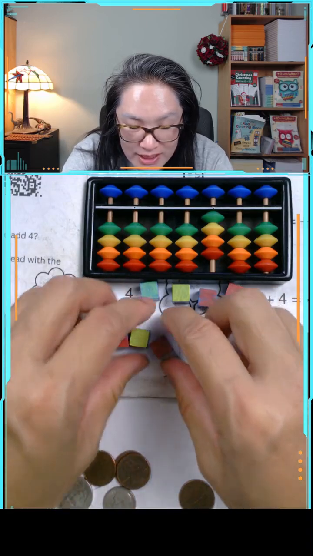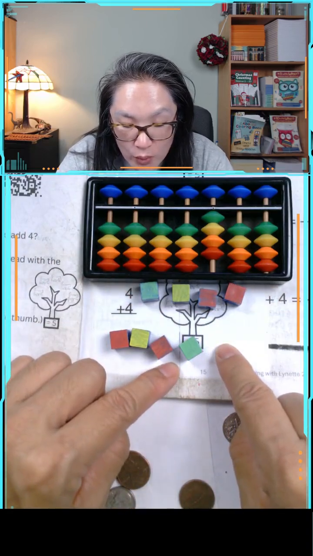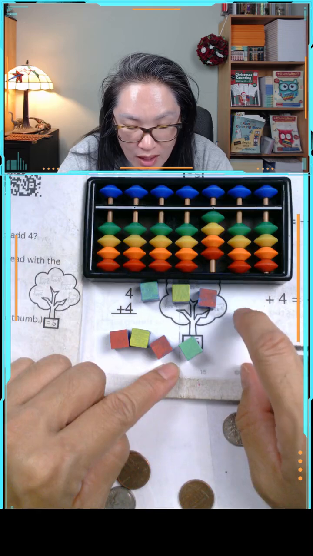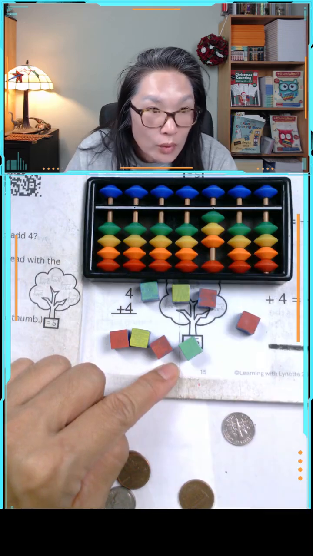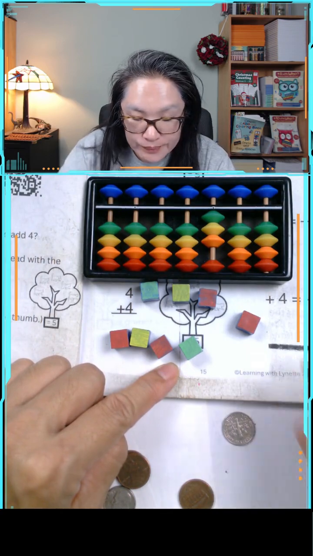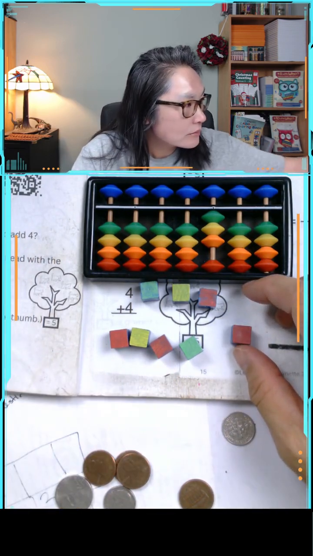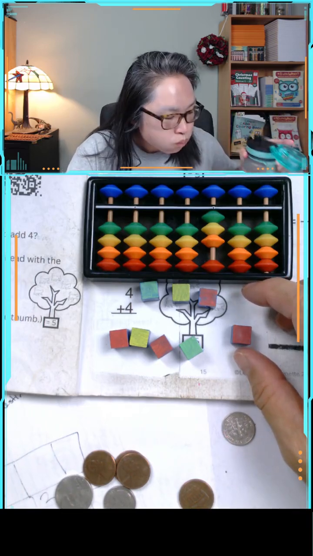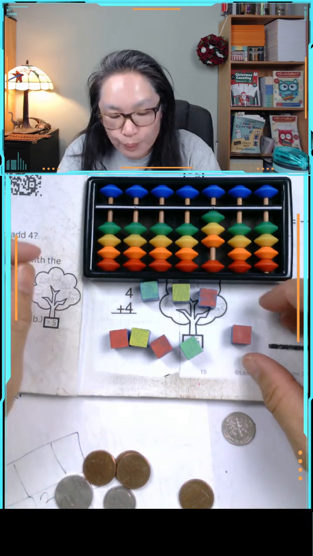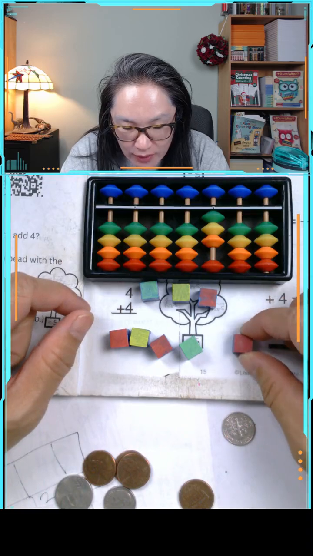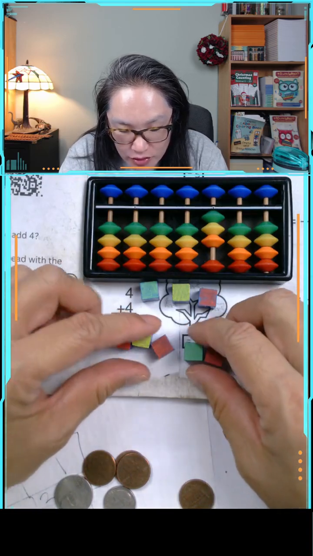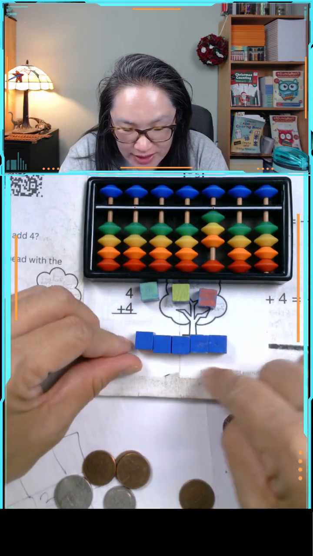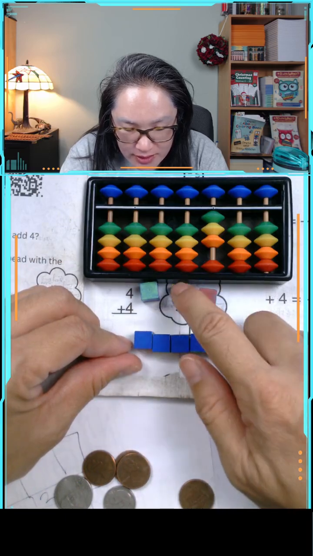But there's no beads to add the 1. Where are we going to get the 1 from? We got to get the 1 from the top bead. We're going to give away the top bead. We're going to give away 1 from here. Because we gave this away, we can add it to the bottom 4 to make this a 5. So now my final answer is 8, 5, 6, 7, and 8.